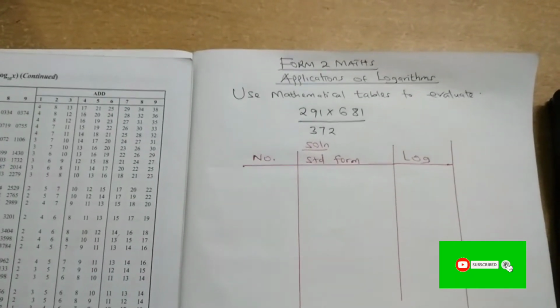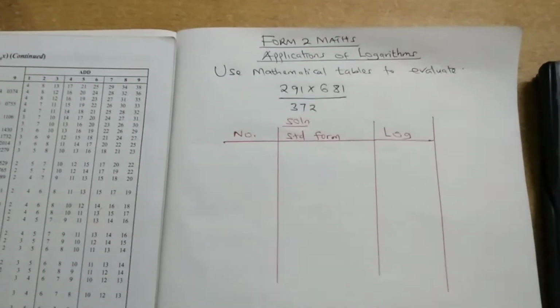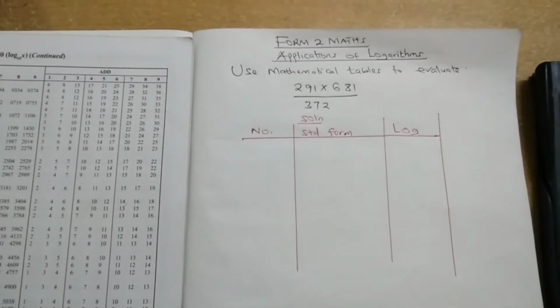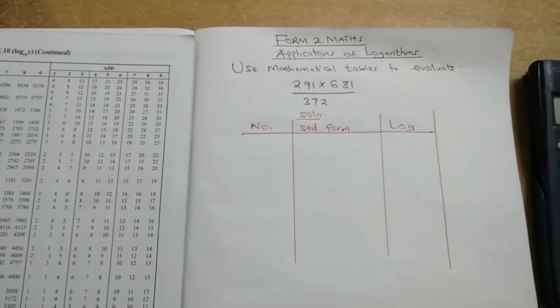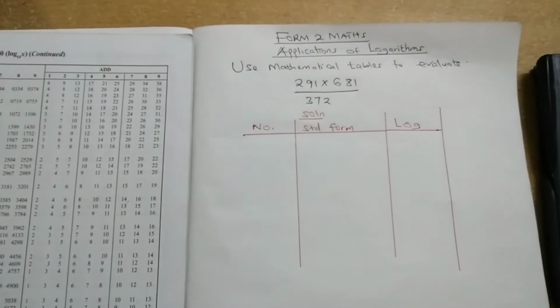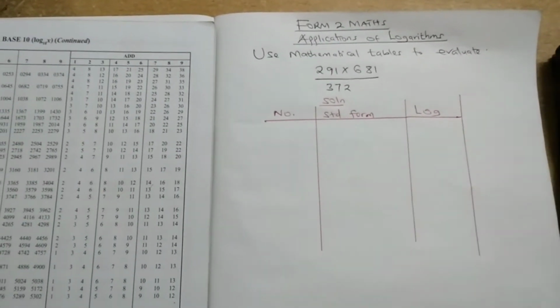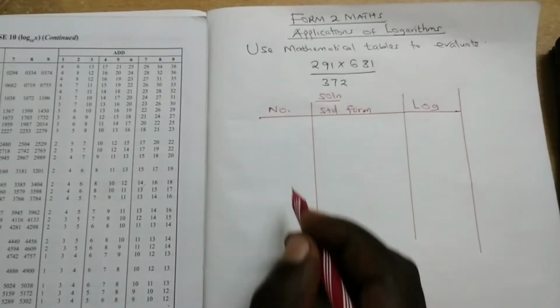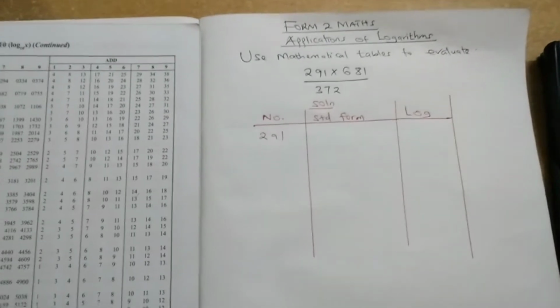mathematical tables to evaluate, you simply draw a table having 3 columns. That is, the first column is for the number, the second one is for standard form, and the third one is for the logarithm. So we begin with the numerators first, where we have 291. That is our first number.